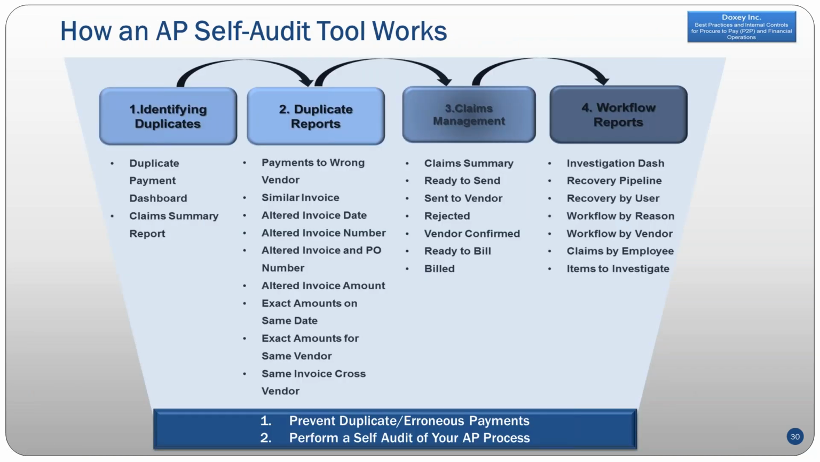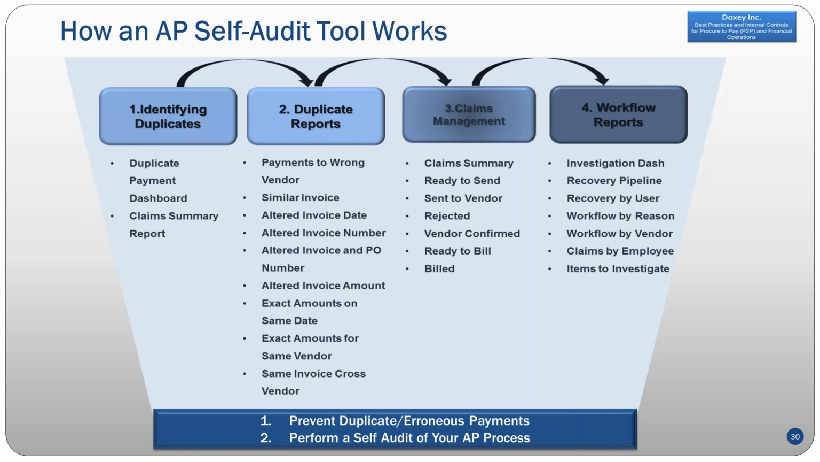This gives you a look on how an AP self-audit tool works. And it starts with identifying the duplicate, getting payment and historical data from your accounts payable process, identifying the duplicate, running duplicate reports, actually looking at claims to a supplier, and running workflow reports.